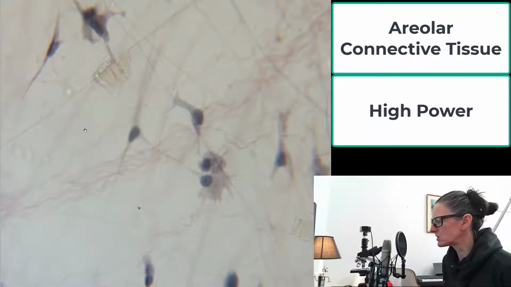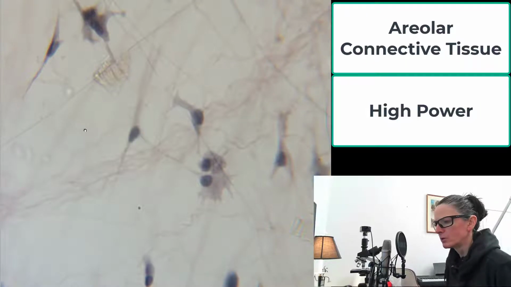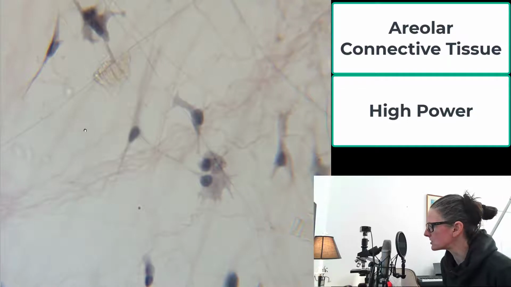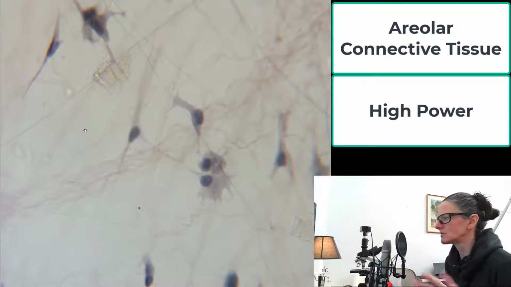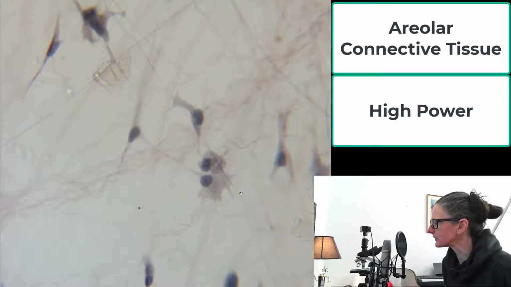And as we study connective tissues, we see we have some resident macrophages, which are cells that live within connective tissues that will look for pathogens and try to destroy them before they can invade the organism.